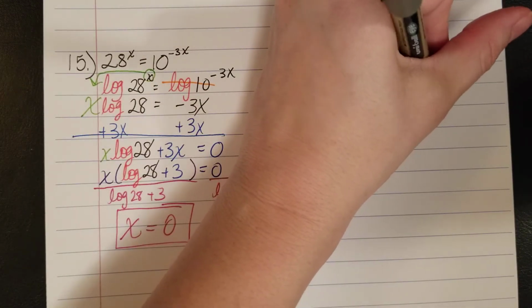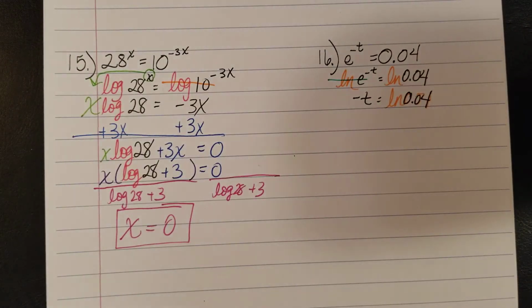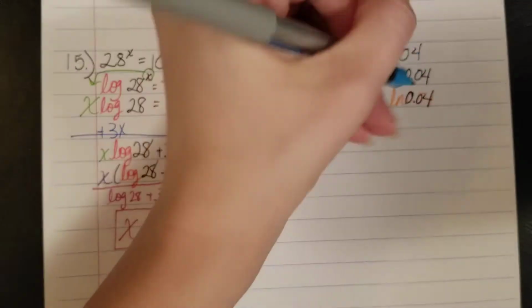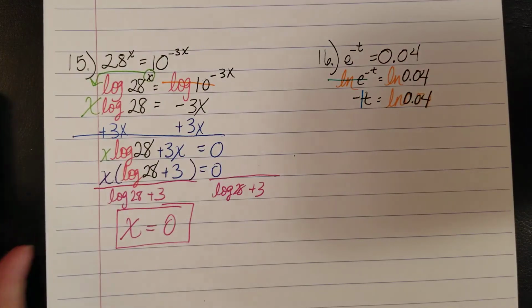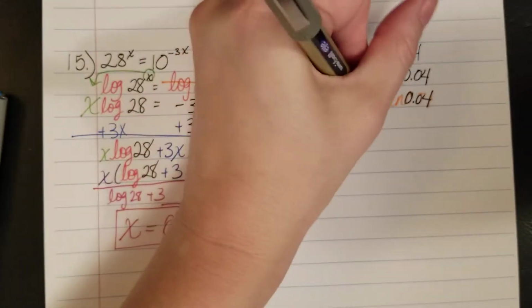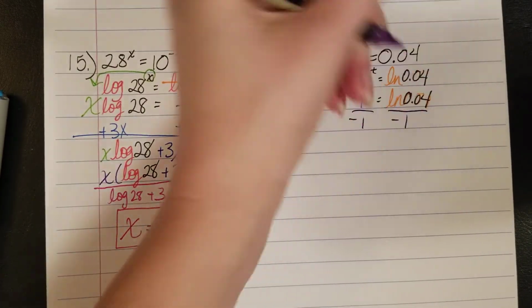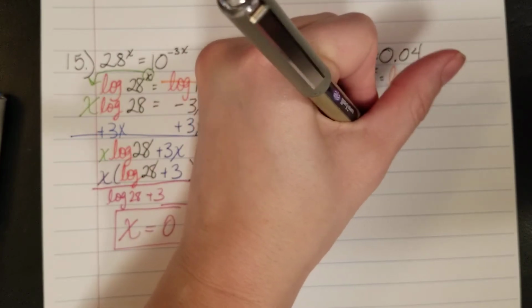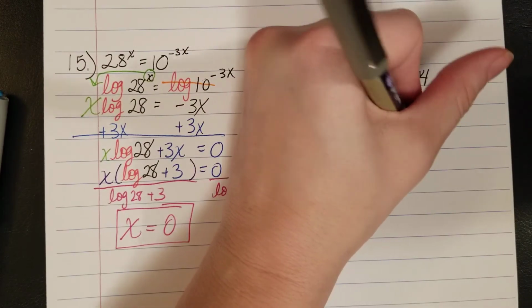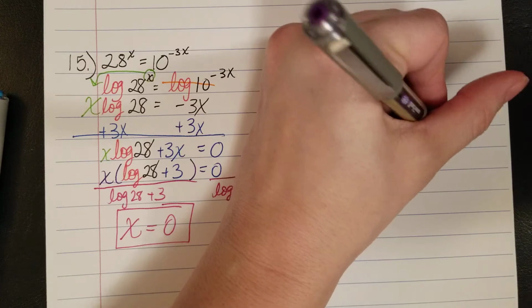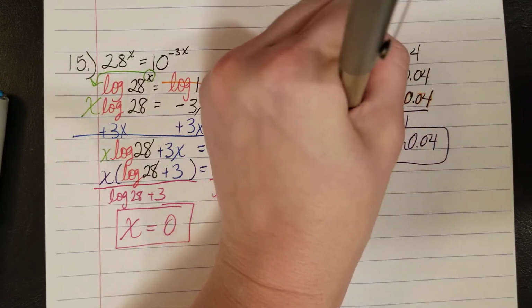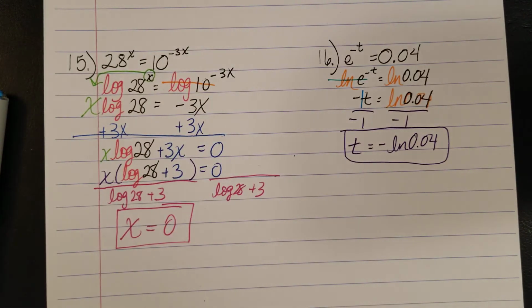All right, so negative t is the same thing as negative 1t. So basically just divide both sides by negative 1. So that would just be t equals negative ln of 0.04.